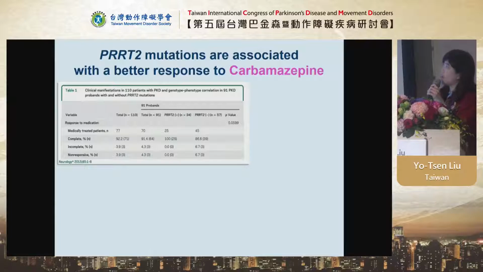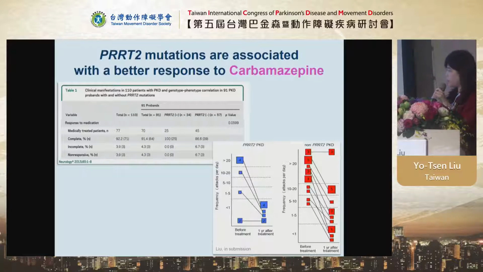Also, carrying a PRRT2 mutation means that you may have a better response to carbamazepine. It's a sodium channel blocker we use to treat epilepsy. You can see that for the patient with PRRT2, you can get almost complete remission if you take the treatment. But for the non-PRRT2 mutations, the complete remission rate is lower.